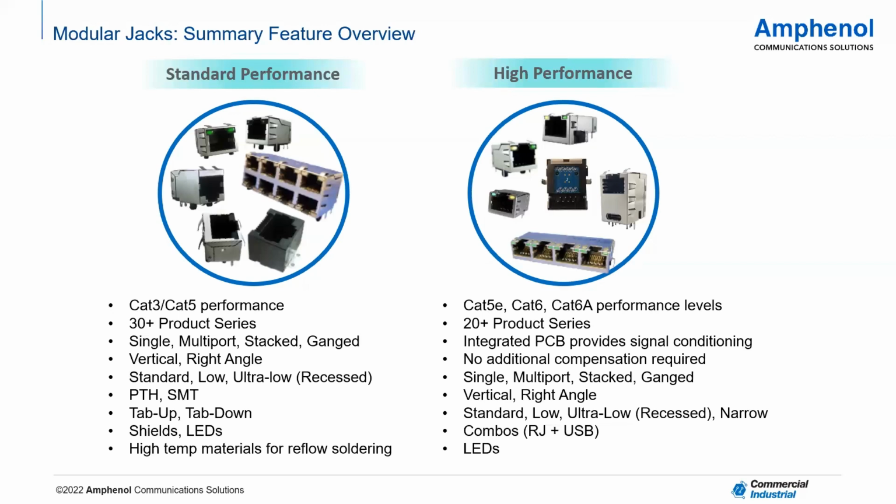When it comes to the high performance, we have around 20 plus product series, which cater to Cat5e, Cat6, and Cat6a performance levels. We have an integrated PCB for signal conditioning, and I will cover that in my upcoming slides. Like the standard performance, we also have single port and multi-port options in the high performance, and we have multiple LED options as well as combinations of RJs and USBs.